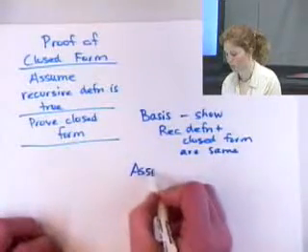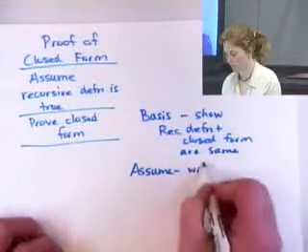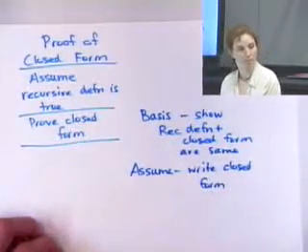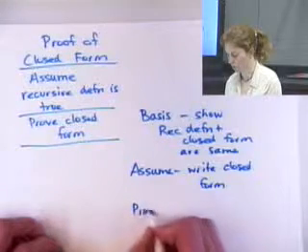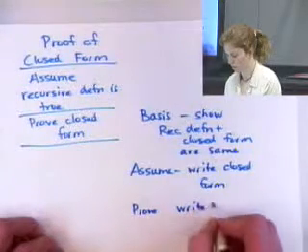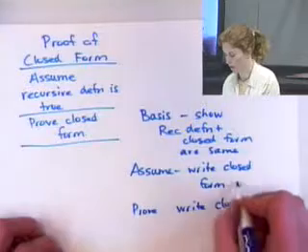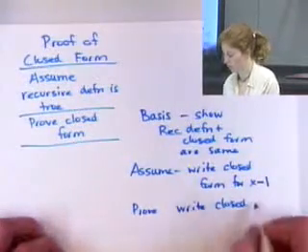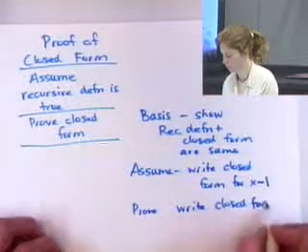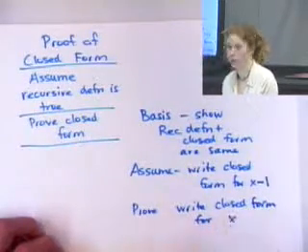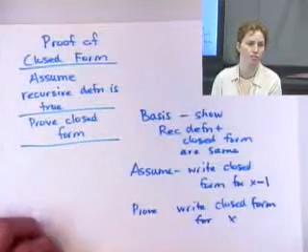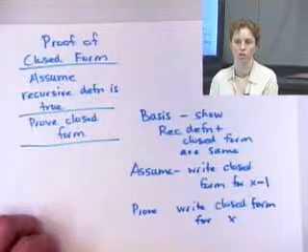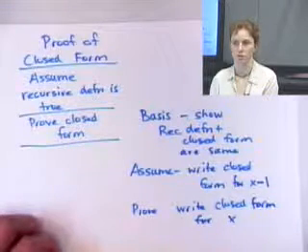Then in my assume step, I write the closed form. And in the proof, I write the closed form for x. Actually, we can just say for x minus 1 and write the closed form for x. Any two consecutive values is fine, whichever is easier for you. You can start with x minus 1 and go to x, or you can start with x and go to x plus 1.